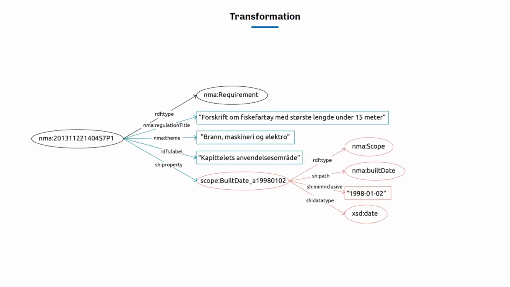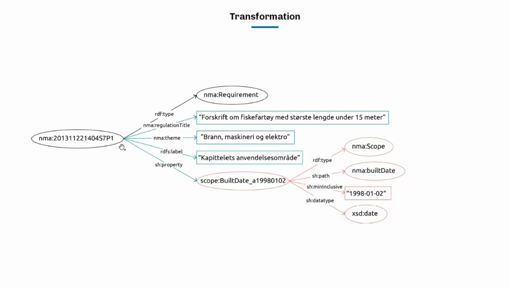And this is a typical object generated. I have simplified it a little bit because there is a little more metadata connected to it, but not necessary for explaining what's happening. So we have the resource itself. We built the URI based on the location. So this is a regulation published on 2013, November 22. The number of the regulation is 1404. The section is 7 or paragraph 7, and the part is 1. And it's a requirement, but it's also a node shape.